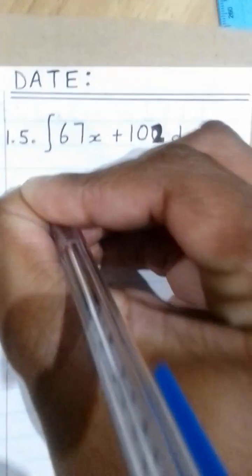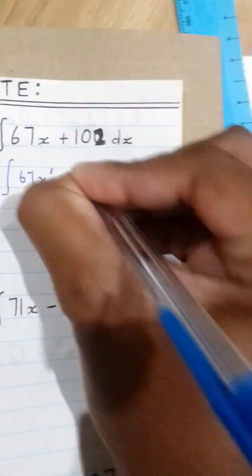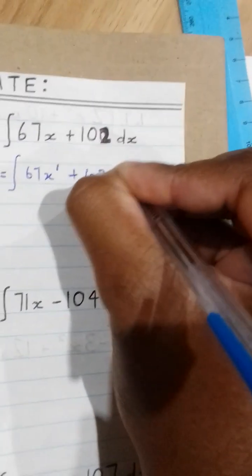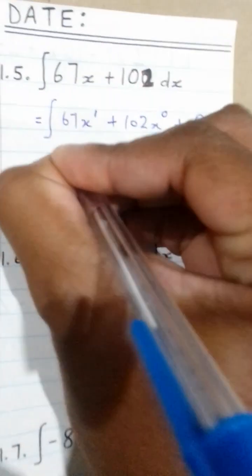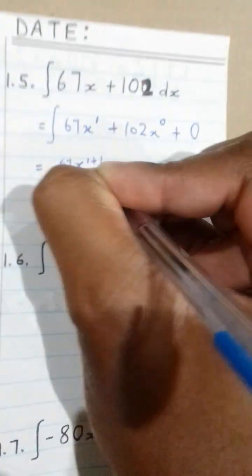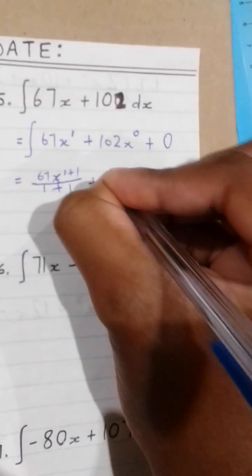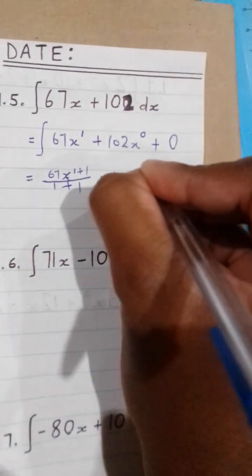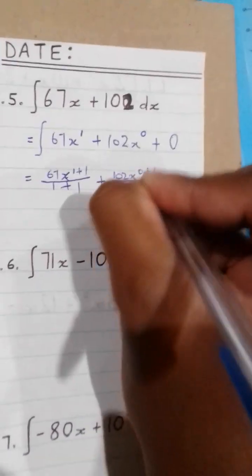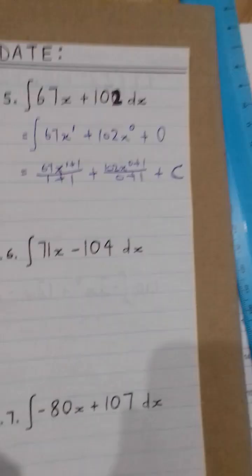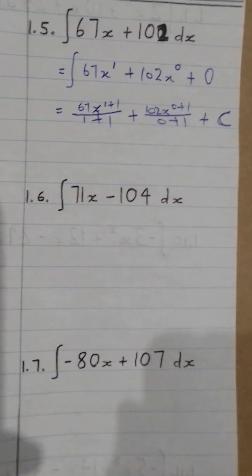So this is going to be the integral of 67x to the power of 1 plus 102x to the power of 0 plus 0. Okay, so this is going to be 67x to the power of 1 plus 1 over 1 plus 1 plus 102x to the power of 0 plus 1 over 0 plus 1 plus c. The integral of 0 is a constant, remember.